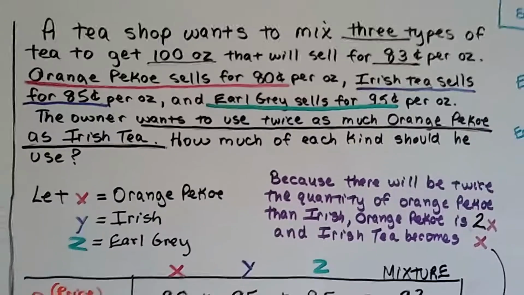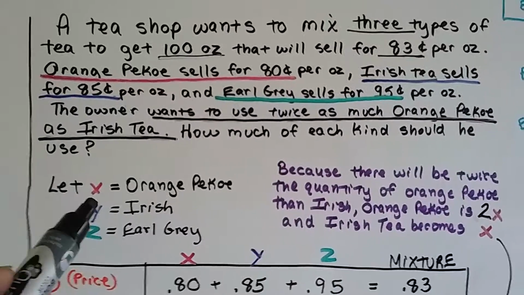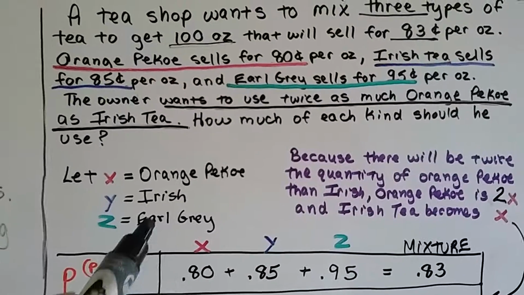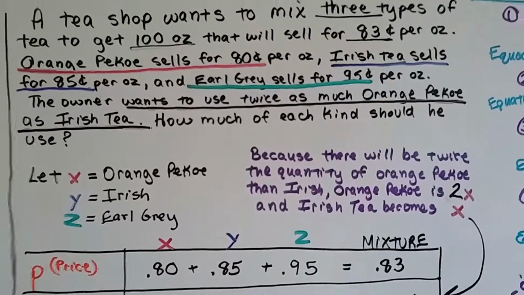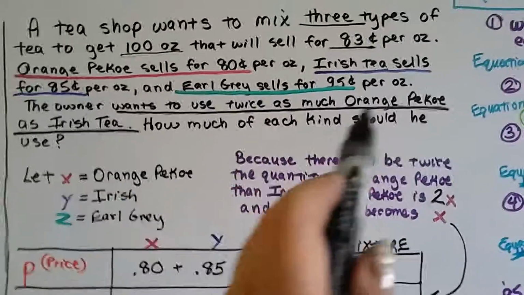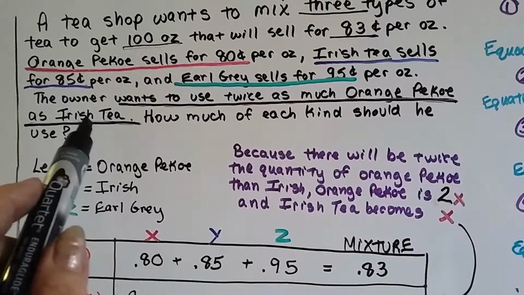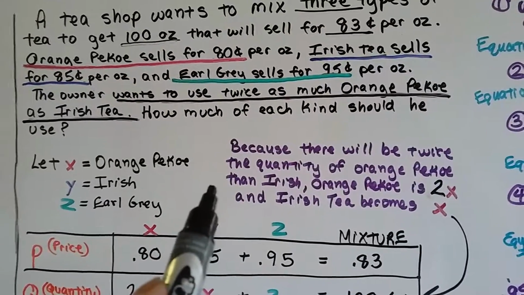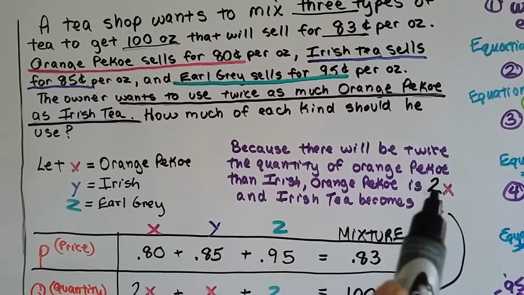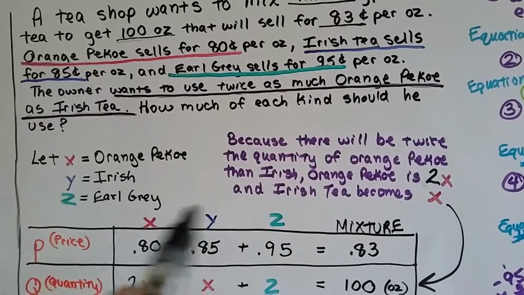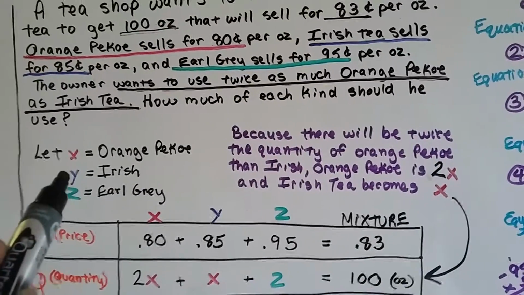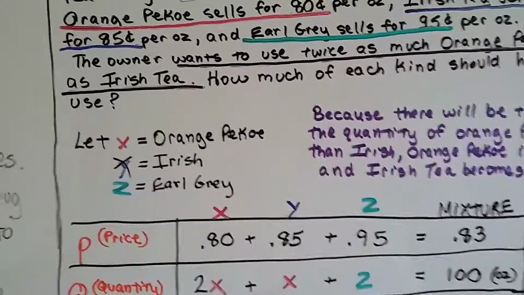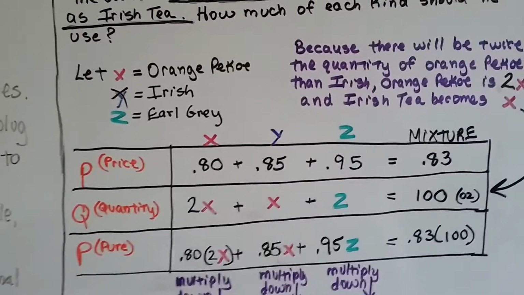All right, so here's what's going to happen. We're going to let x equal the Orange Pekoe, y equal the Irish, and z equal the Earl Grey. Now, did you notice that he wants to use twice as much Orange Pekoe as Irish? So because it will be twice the quantity of Orange Pekoe than Irish, Orange Pekoe is 2x and Irish is now x. So now we're not even going to have the y, are we? It's gone. We're going to use 2x and x.